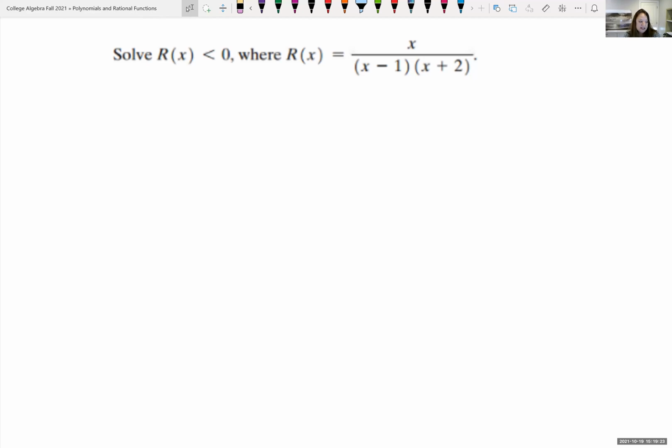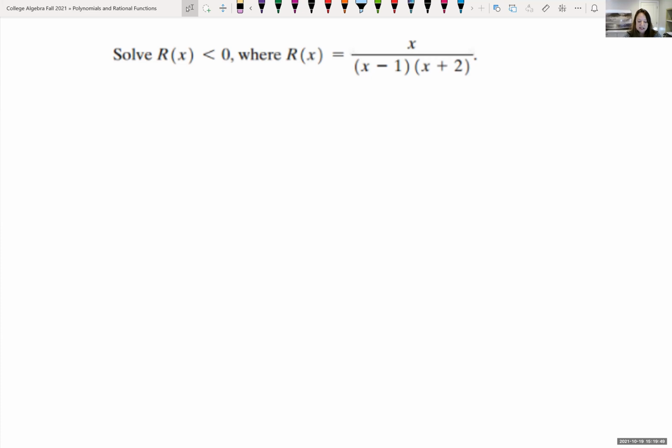So the next example says, solve R of X less than 0, where R of X is equal to X in our numerator, and then that's all over the two parentheses, one with X minus 1 inside, and the other parentheses with X plus 2 inside. So first thing that we're going to do is graph R of X.